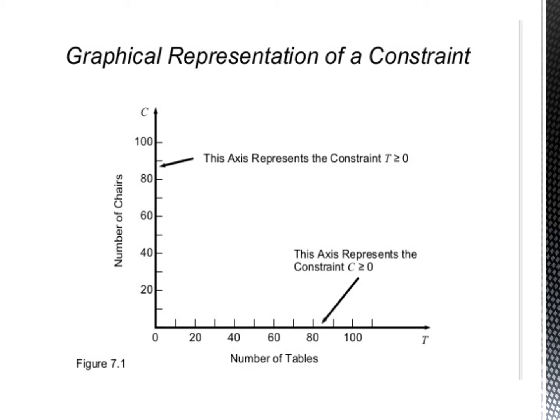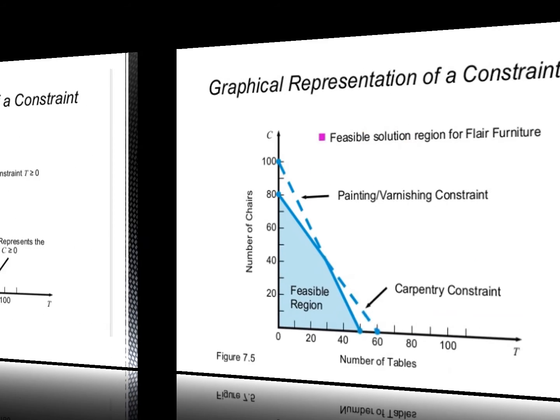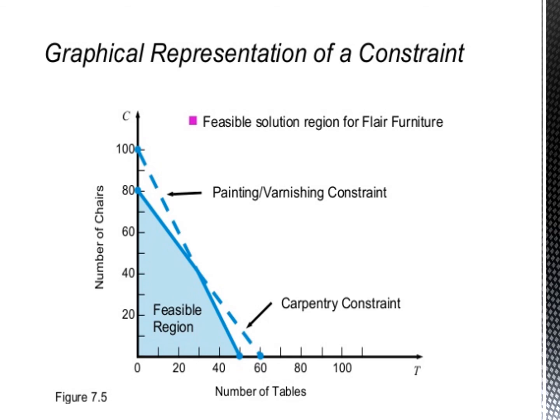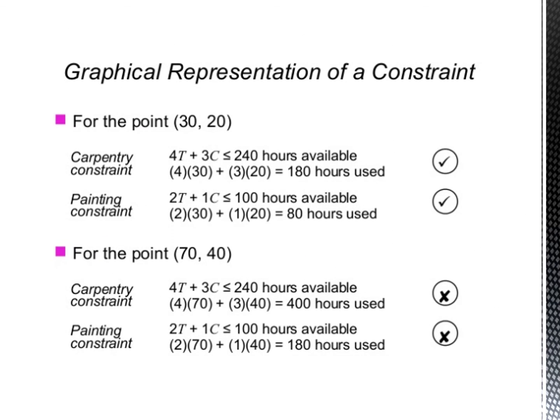Examples of graphical representation of a constraint. For carpentry, 4T plus 3C is less than or equal to 240 hours available. For the point T equals 30 and C equals 20, 4 times 30 plus 3 times 20 equals 180 hours used.